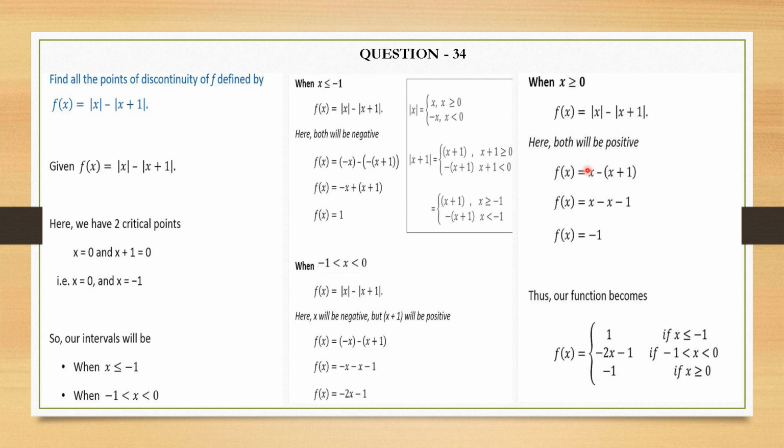The third case is when x is greater than or equal to 0. For positive x, both are positive, so it is x plus 1. So I'll get it as minus 1 when x is greater than or equal to 0. Now my function is defined. Now let us check the continuity.